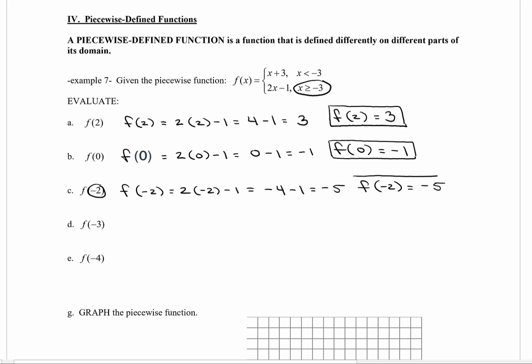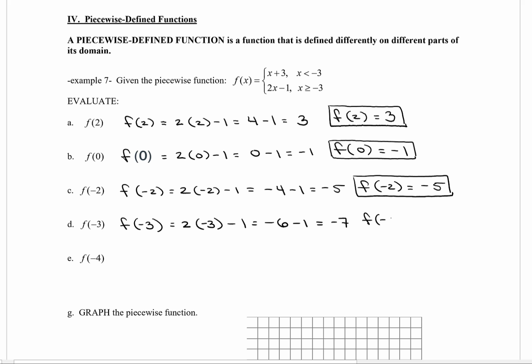D. F of negative 3. F of negative 3, once again, I've circled that same inequality that we've been using because that's where it falls. It falls in that interval. So negative 3 is greater than or equal to negative 3. So we're going to find f of negative 3 by substituting into that 2x minus 1 part. So f of negative 3 equals 2 times negative 3 minus 1, which is equal to negative 6 minus 1, which equals negative 7. So f of negative 3 is equal to negative 7. I'm going to box that in.